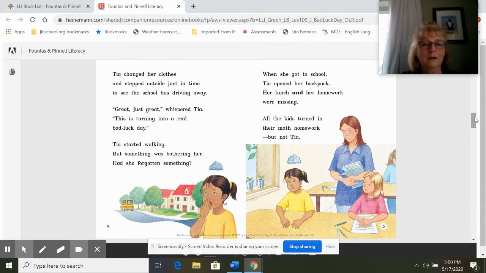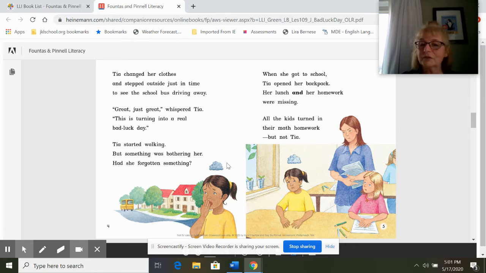Then, oh my gosh, here's more bad luck. We can definitely see the school bus here and Tia there. What do you think happened? And it looks like this girl's got her paper and the teacher's got papers. But does Tia have paper?